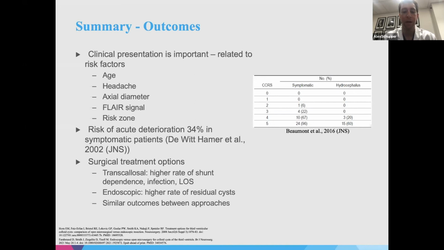However, it's important to keep in mind that all of these procedures have their potential shortcomings, that at least initially it was reported that endoscopy had higher rates of residual cysts, and transcallosal approaches have been reported having higher rates of shunt dependence post-op, higher rates of infection, longer lengths of stay, et cetera. However, what's important is that despite these potential complications, there were similar outcomes between open versus endoscopic approaches.